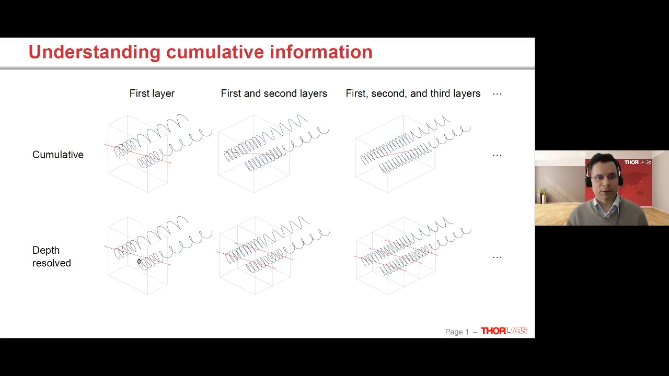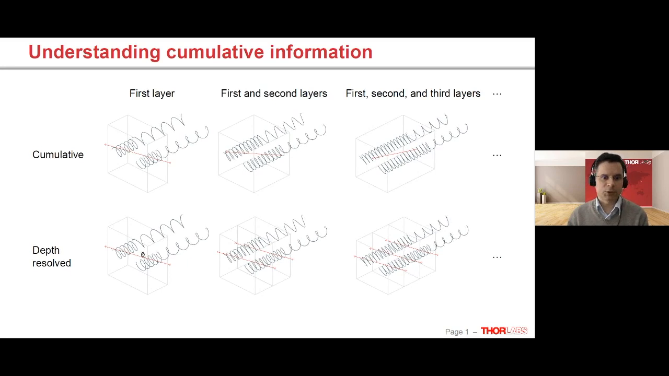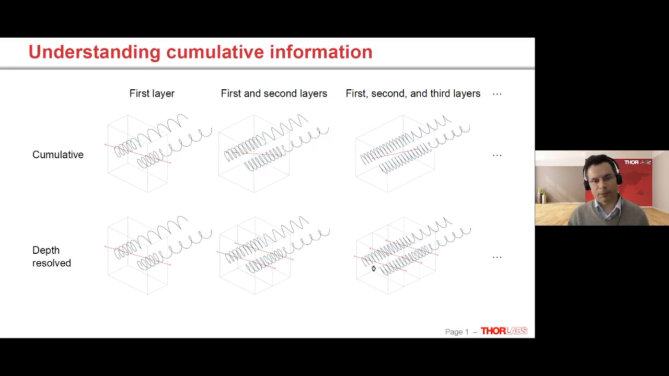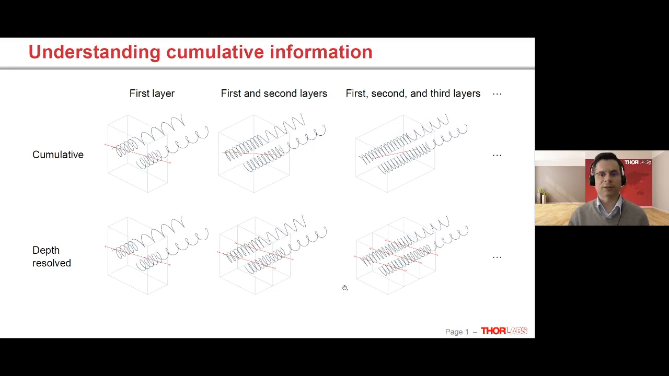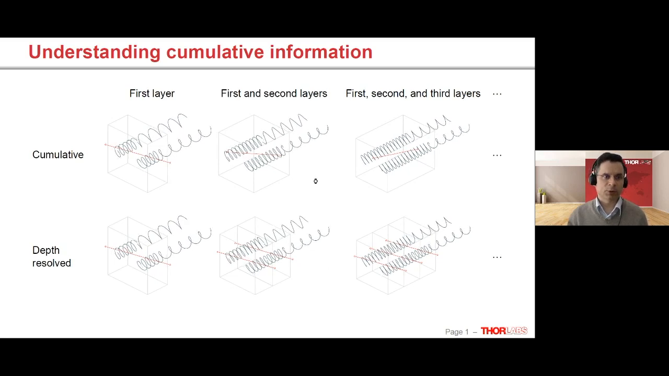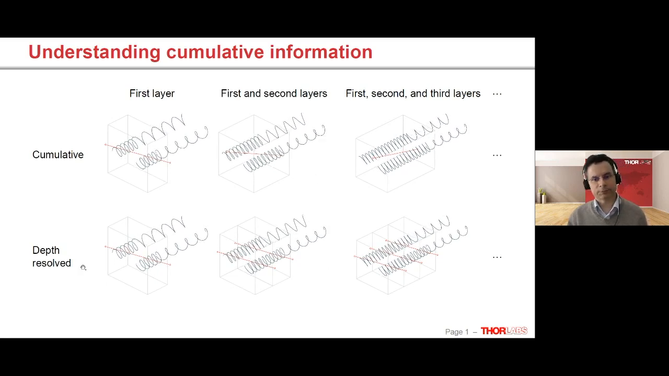If I had something depth resolved, then it could be in different layers, and I could see exactly the same. This is the main difference between cumulative and depth resolved.